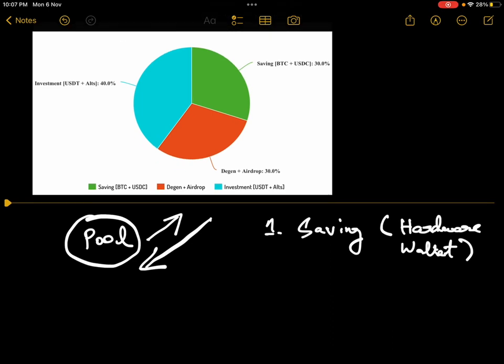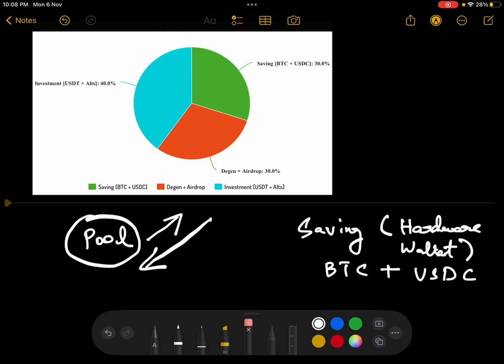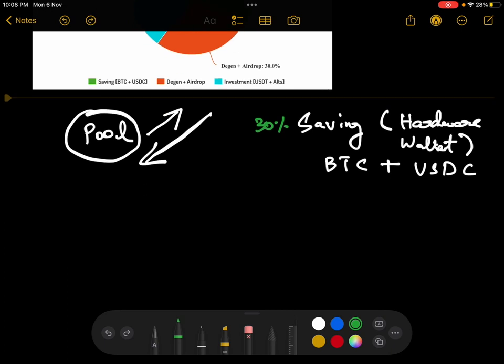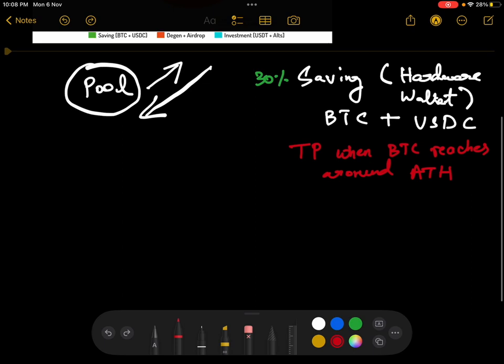This wallet holds BTC and USDC. This portion is 30%. And when will we sell? When will we take profit from here? So TP, or take profit, when BTC reaches around all-time high. Only then I will take profit from here. Otherwise, it will just stay here. So this is the saving portfolio.